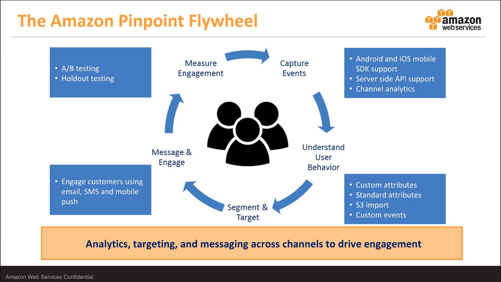Once you have that information, you can drive further segmentation using attributes. Attributes could be custom or standard, or you could also have an S3 import where you bring in segmentation information from external sources. That segmentation is then driven to your messaging and engaging platform, where you can craft messages for the email, push, or SMS channel. Then you can optimize the message using A/B testing and holdout testing. You could test based on the schedule of the message, or on the message body and type. Also, you could have control groups if you want to think about the impact on downstream analytics.